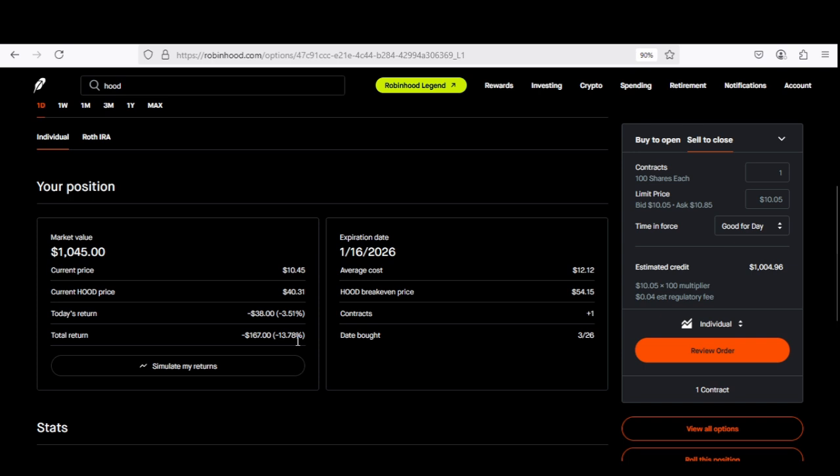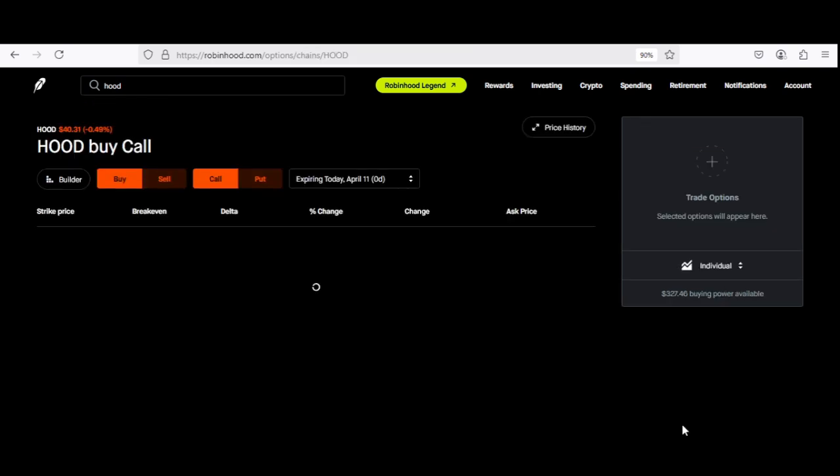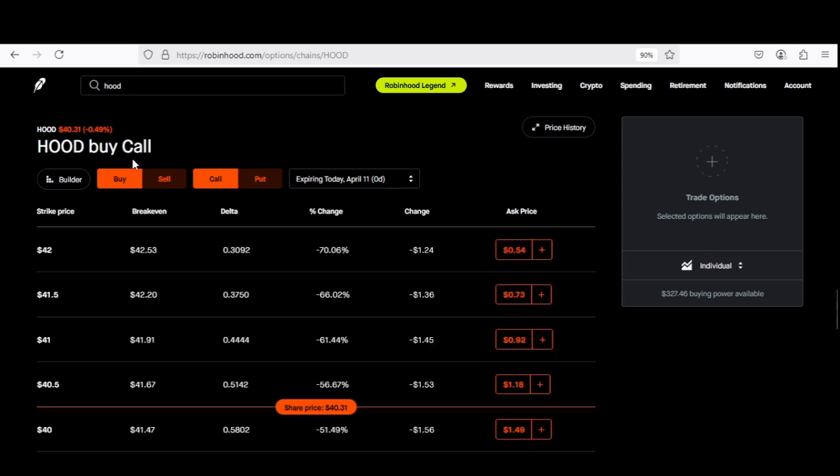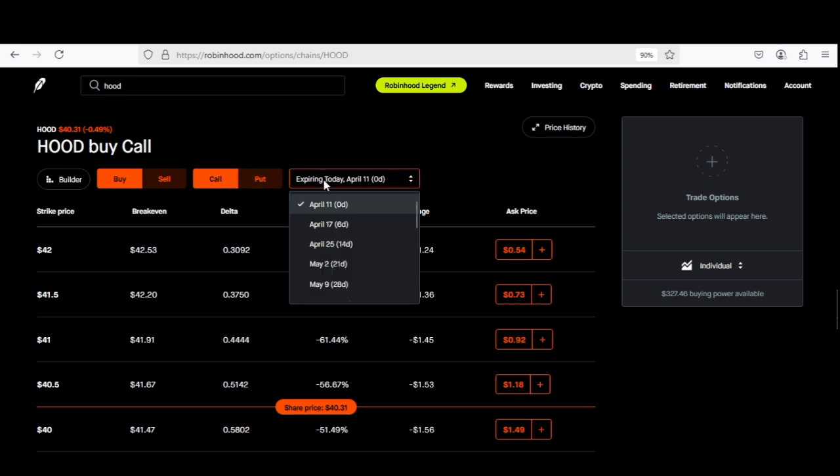Now I'm going to show you how I'm going to add to this position. And once again, we're going to go to view all options down to the bottom. Now, once again, we're going to make sure we go to buy. We're going to go to call. And remember, these are LEAPS options. So we need to choose a strike date a year or beyond.